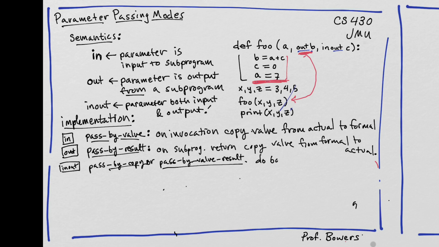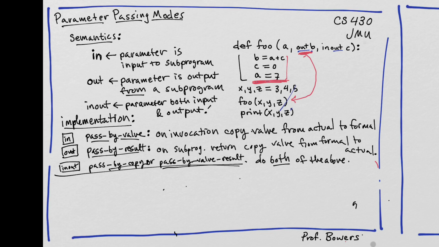Do both of the above. So at invocation, we're going to copy a value from the actual to the formal. Then we're going to do whatever the work of the subprogram is. And once the subprogram is ready to return a value or return from the subprogram, we're going to pass a result back into the parameter. And so that gives us a nice way of doing all three of these.